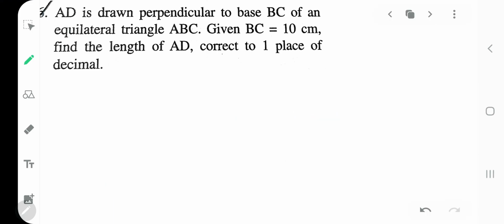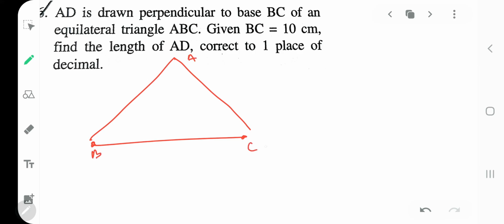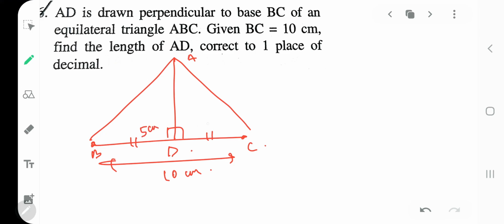Next I have AD is perpendicular to base BC. If I draw BC here, ABC is an equilateral triangle. AD is drawn perpendicular to BC. Given that BC is 10 centimeter, this entire side is 10 centimeter. As you know, the 10 centimeter will be divided in two halves, 5 centimeter and 5 centimeter, because in an isosceles triangle and in an equilateral triangle, the perpendicular drawn from the vertex divides the base into two equal halves. Clear? Then this also will be 10 because this is an equilateral triangle, so all sides will be equal.